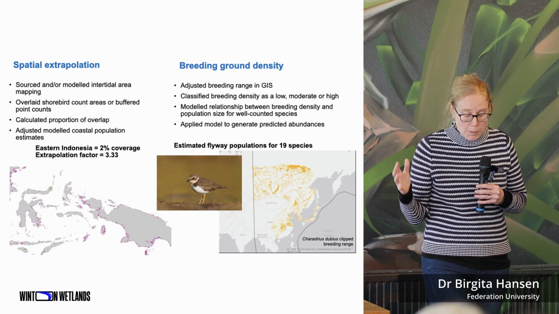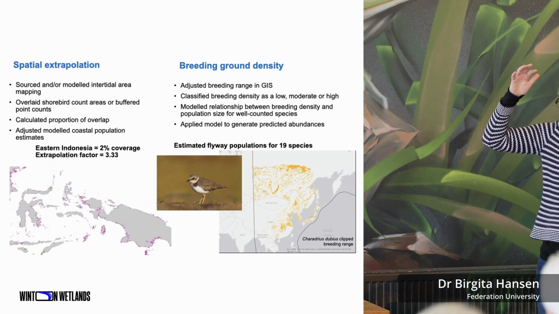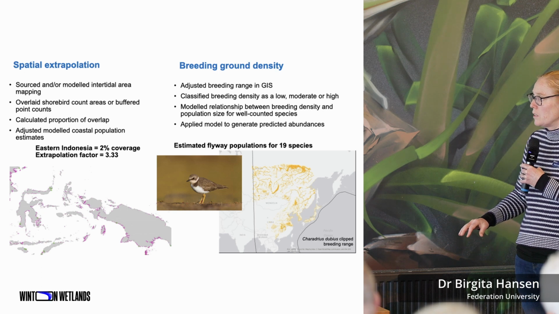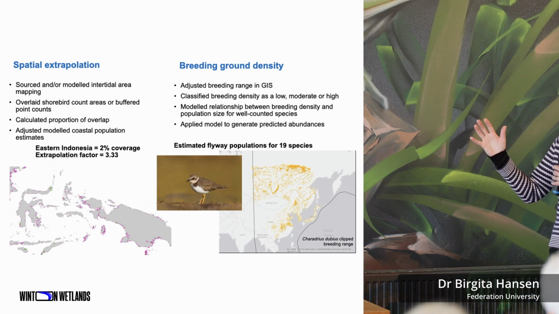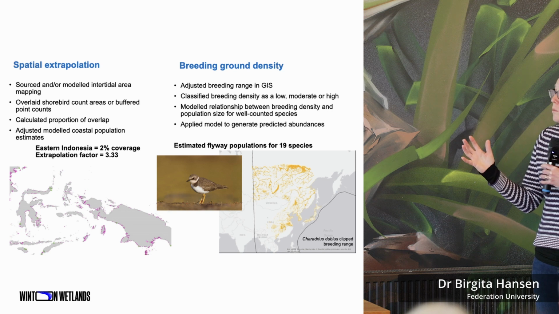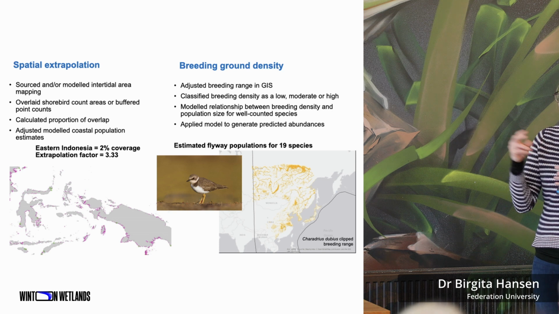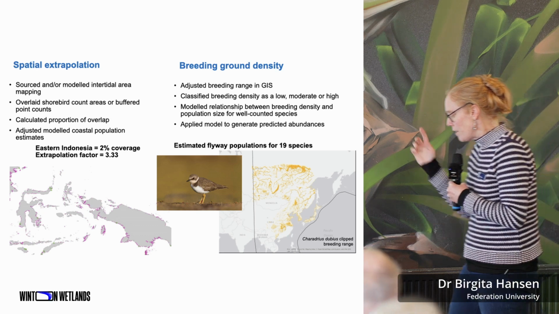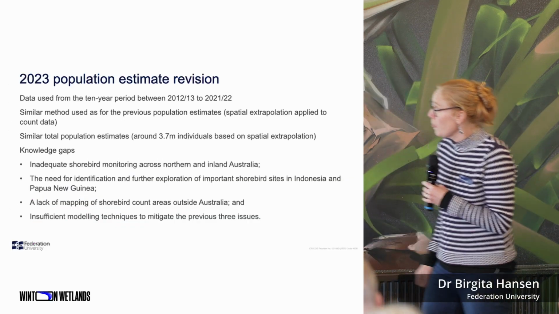So basically what we got is two sets of estimates. We got spatially extrapolated estimates, we got breeding ground and density estimates, and then depending on the distribution of them, coastal or inland, we would pick those estimates out. And then there were a few that had their own, as I said, like from other flyways.